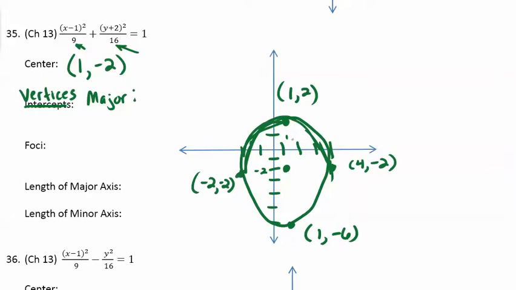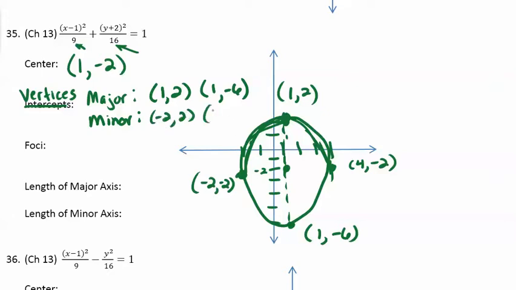All right, so our major vertices then, this axis is the longer one, so our vertices on the major axis are at 1, 2, and 1, -6. And the others are on the minor axis, so our minor vertices are at -2, 2, and 4, -2. I should have a -2 there.